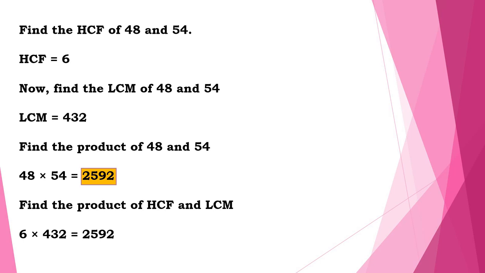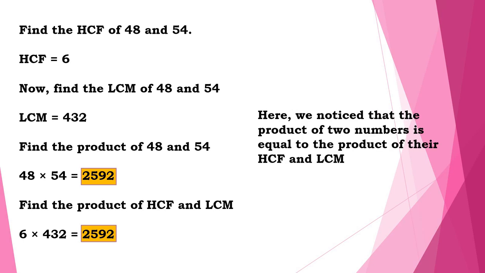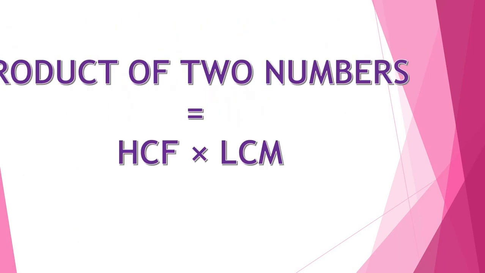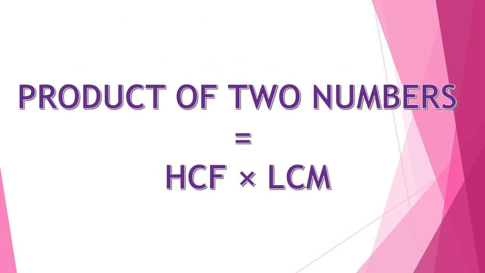That the product of the two given numbers and the product of HCF and LCM is same. We notice that the product of two numbers is equal to the product of their HCF and LCM. So here comes an equation which says that product of two numbers is equal to HCF into LCM. Okay.